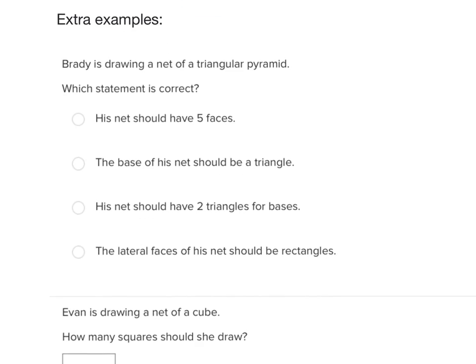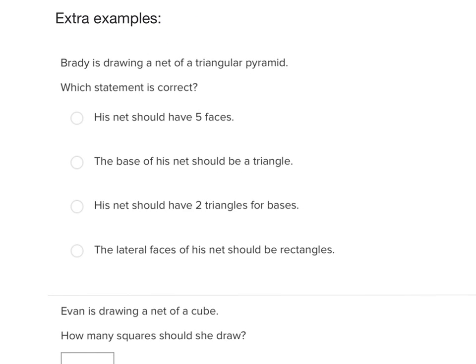Here are some extra examples. Brady's drawing a net of a triangular pyramid. Which statement's correct? So triangular pyramid means the bottom face is a triangle and it comes to a point up above. So that would be a triangular pyramid.